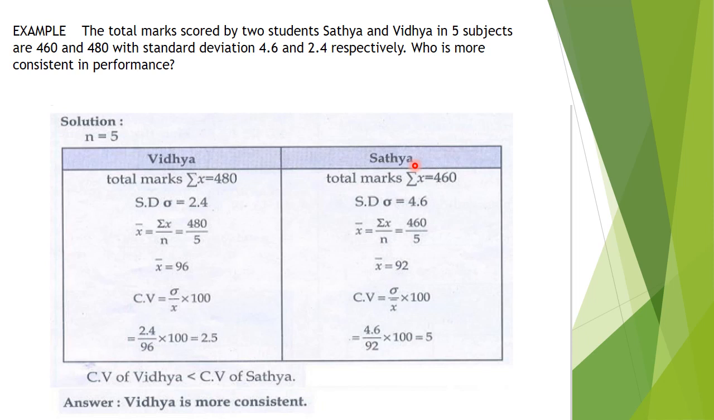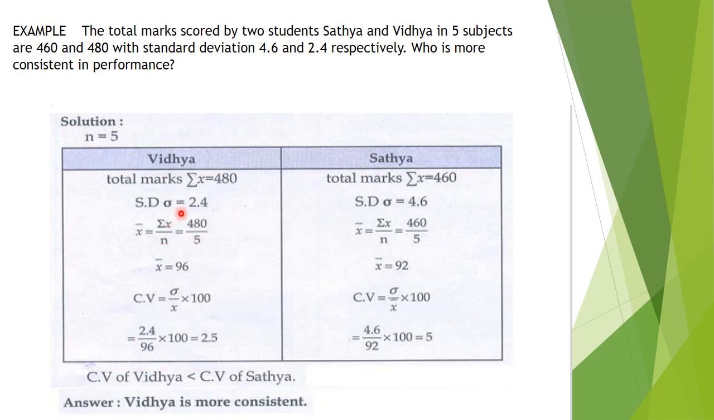Total marks given to us, that is summation of x, is 460. Standard deviation is 4.6. Mean is equal to summation of x upon n, that is 460 upon 5. Mean is equal to 92. Now we will find the coefficient of variation, which is equal to standard deviation upon mean into 100. Put all the values in this formula, and with the help of calculator we get the value of 5.